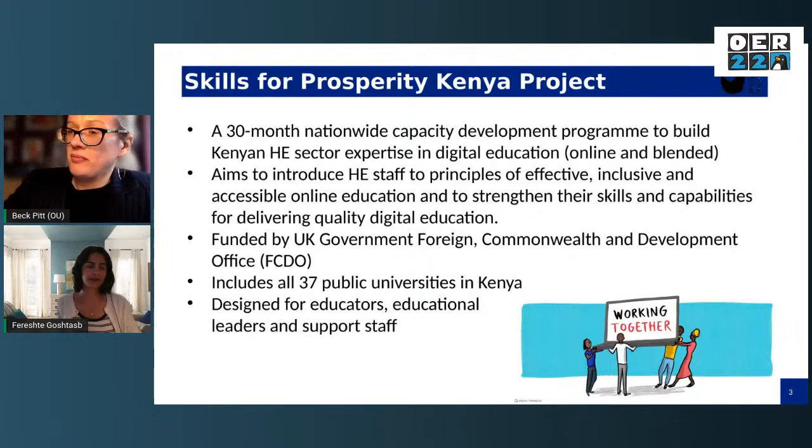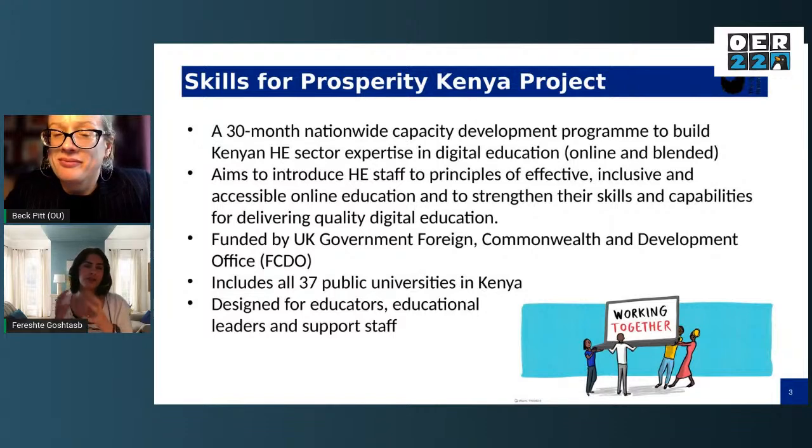A little bit of background about Skills for Prosperity Kenya, to give you a kind of context before we start the story of our OER. The government of Kenya has a vision called Vision 2030, and within that vision, one of the social aims is to improve access to education, and the way they want to achieve that aim is through online education. So they are hoping by 2030, at least 40% of universities in Kenya are offering online education and improving people's access to especially higher education.